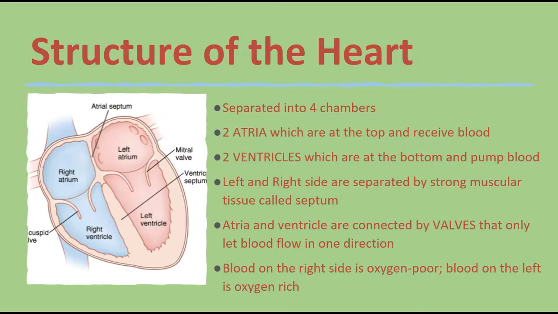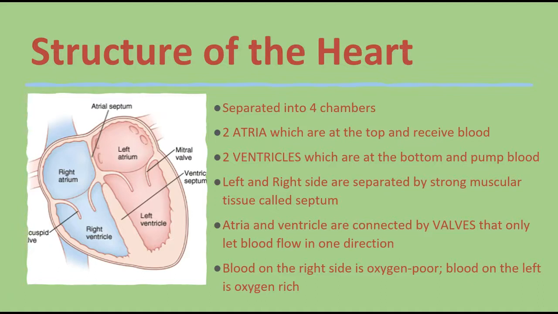The structure of the heart, now this is where we get a little bit more complex and into some detail. The heart is made up of 4 chambers. There are 2 atria, the left atrium and the right atrium, which are at the top, and the atria receive blood. There are 2 ventricles at the bottom, and the ventricles are responsible for pumping the blood throughout the body. The left and the right side are separated by a muscle called a septum. Okay, this is to separate the sides of the heart.